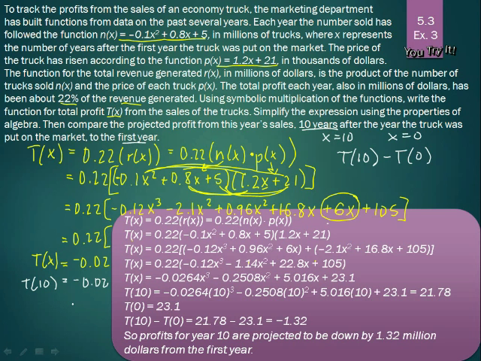T of 0 equals 23 and 1/10. T of 10 minus T of 0 equals 21 and 78 hundredths minus 23 and 1/10 equals negative 1 and 32 hundredths. So profits for year 10 are projected to be down by 1 and 32 hundredths million dollars from the first year.